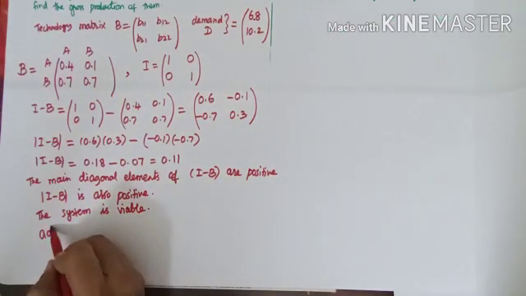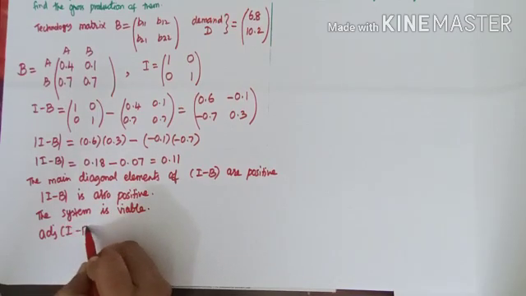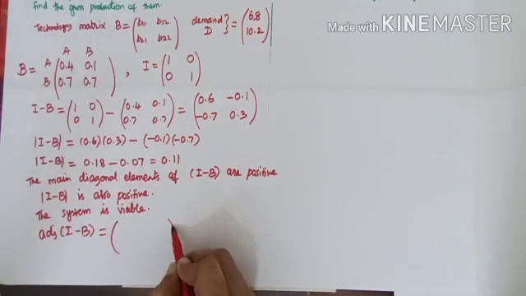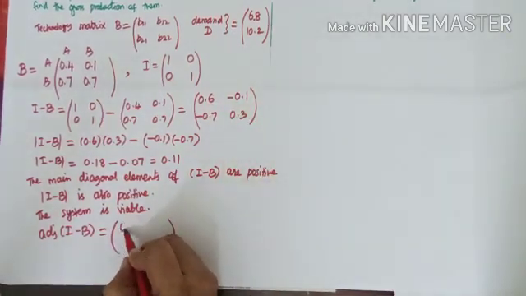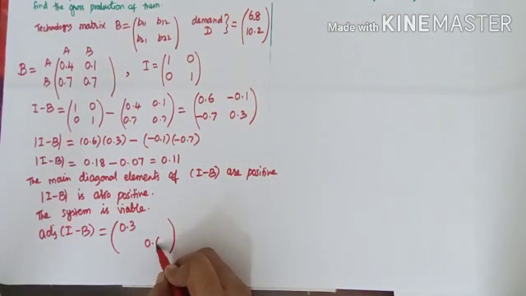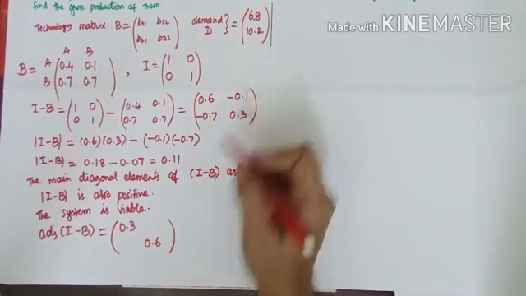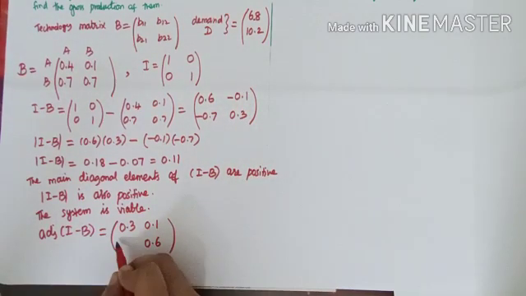Proceeding to adjoint of I minus B. How to write the adjoint? Interchange the main diagonal, that is 0.3, 0.6. The other diagonal, change the symbol: 0.1, 0.7.